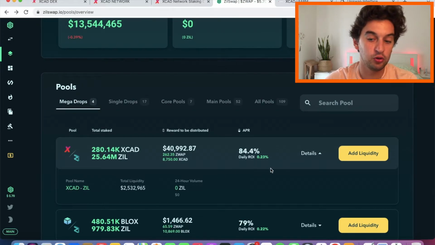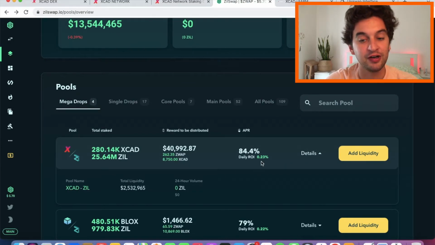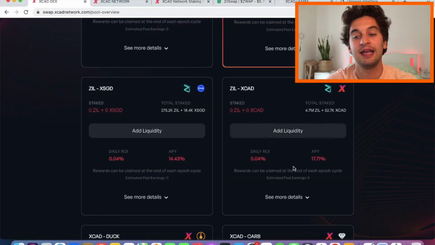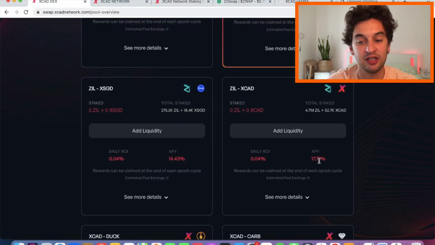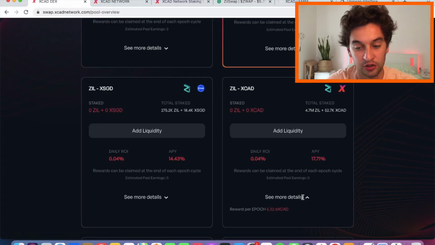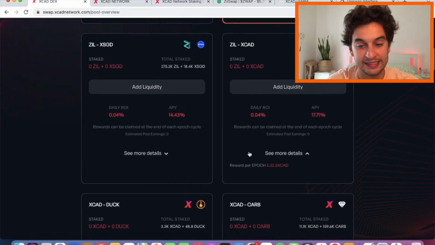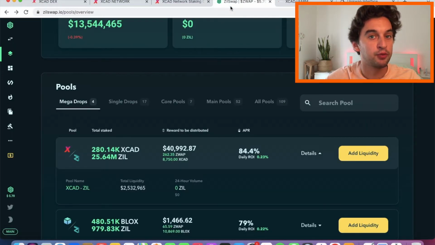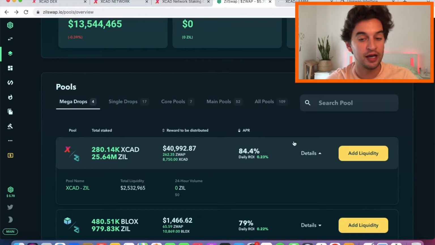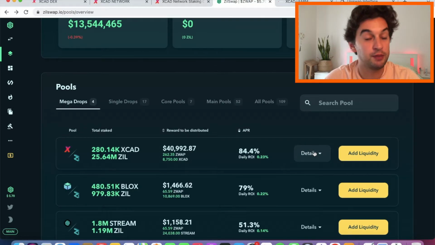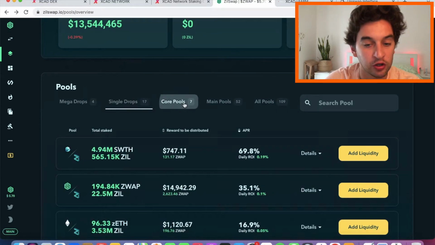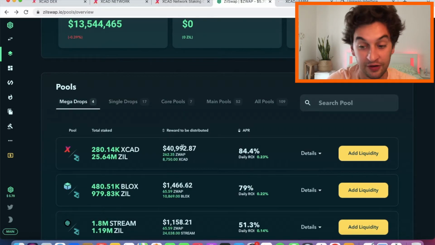So here you're able to go and earn a different APR, as it is 84.4% over here, and here it is 17.71%. So this one does reward, as we're able to see here, and also the other one, but with a different APR. This is the beauty of putting your money into different things, and that's why there are so many different pools, because people decide to put it somewhere else. Also here we got different other APRs and different other pools.